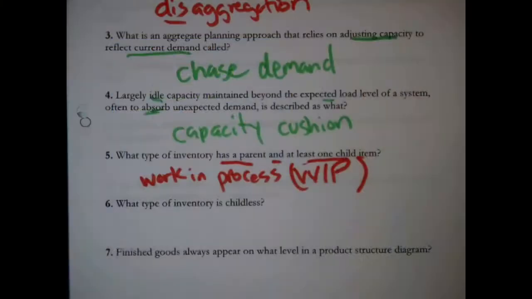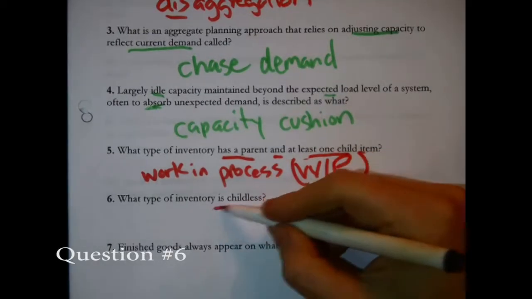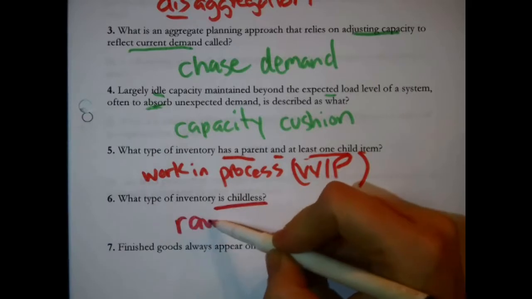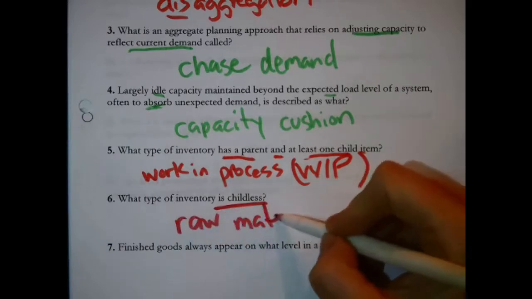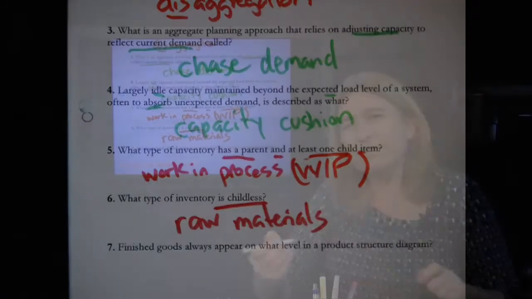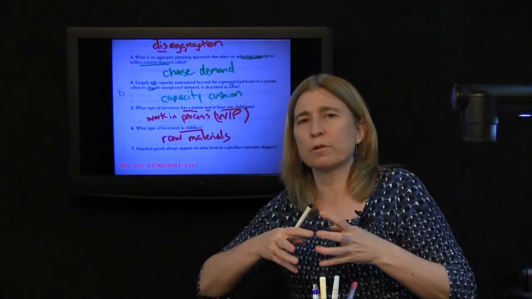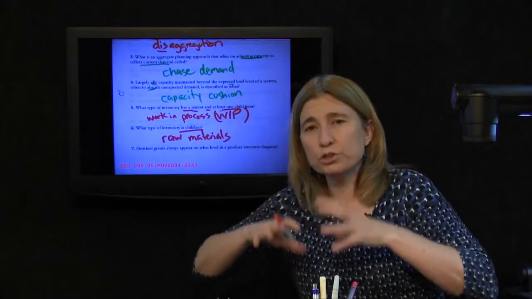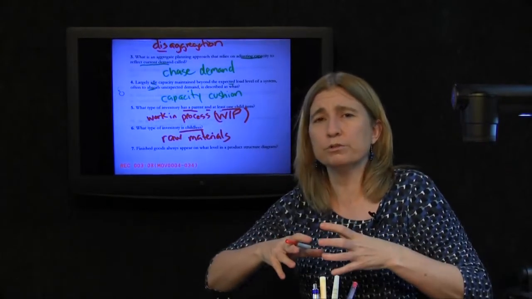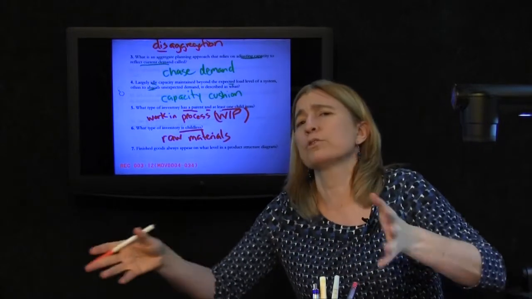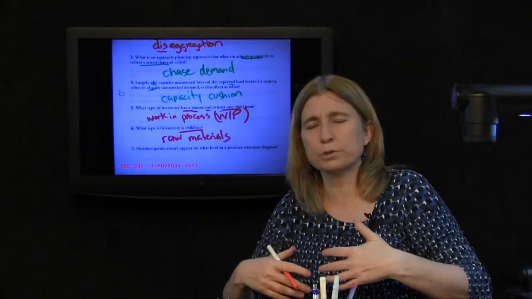Okay. What type of inventory is childless? That would be raw materials. By definition, raw materials are inventory that you bring into the system from the outside, so they're where you start, whatever it is that you do. That means on your product structure diagram, they don't have any children. There's nothing that goes into them, so to speak.